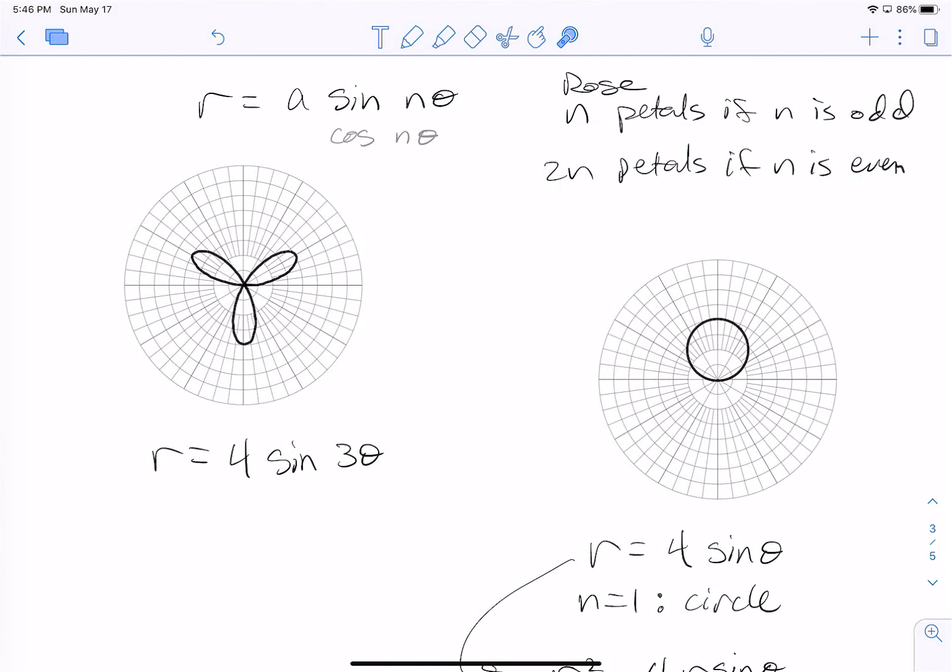Now, having said that, look, they all have 2n petals. It just happens that when they're odd, they exactly align on top of each other, and so we only see the odd number of them. If that didn't make sense, then plot them out. Theta is the input variable, r is the output variable. Put in various values for theta, see what the radii are, plot what you get, and you'll see that you'll trace over these 3 petals twice as theta goes from 0 to 2 pi.